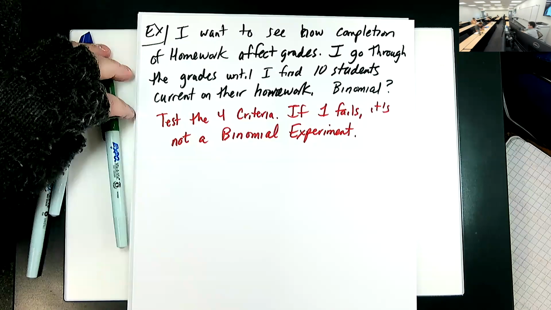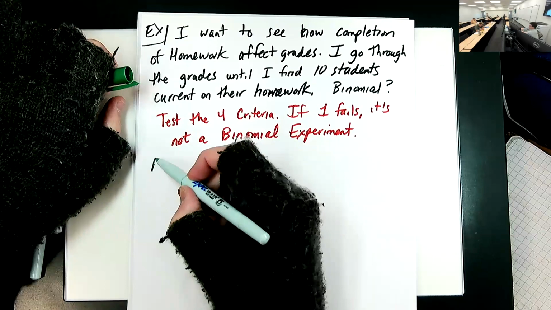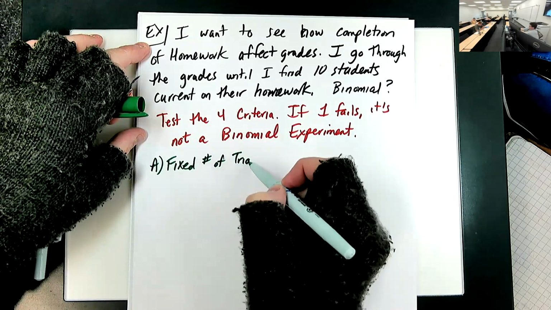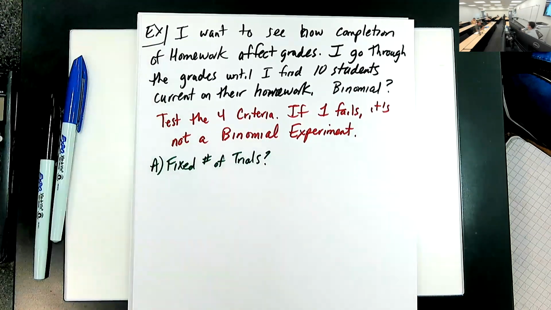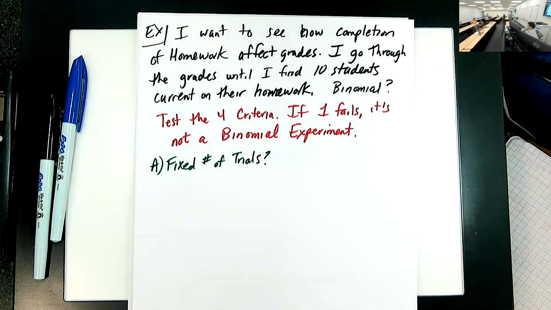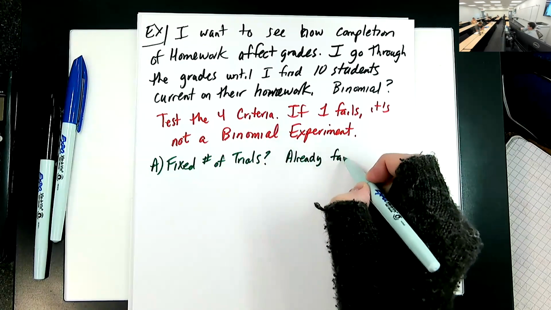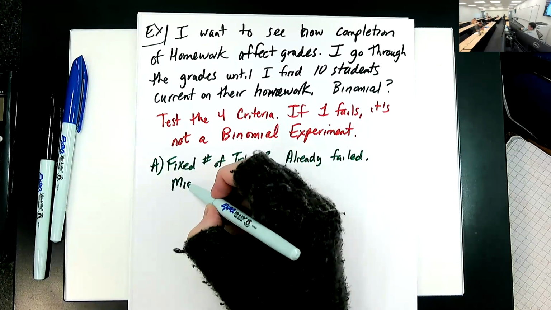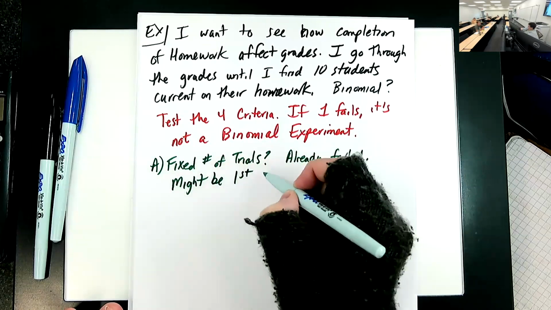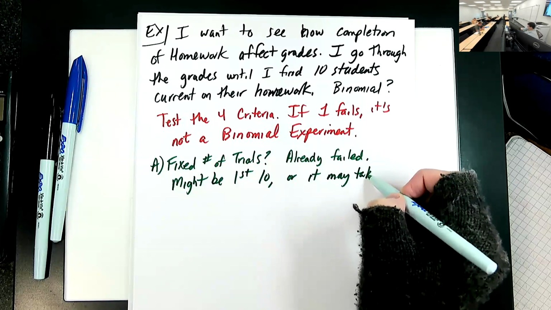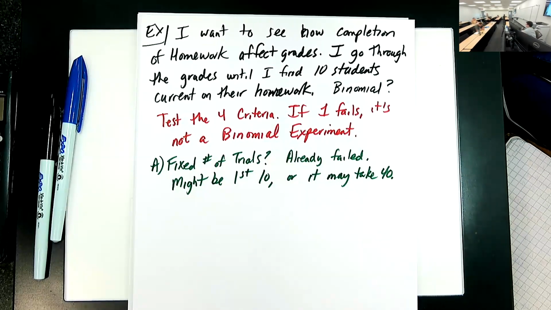So what was A? A was fixed number of trials. Do I have that here? I don't have that, do I? I've already failed. It might be the first 10 students, or it may take 40. So that's not going to work. I've already failed.